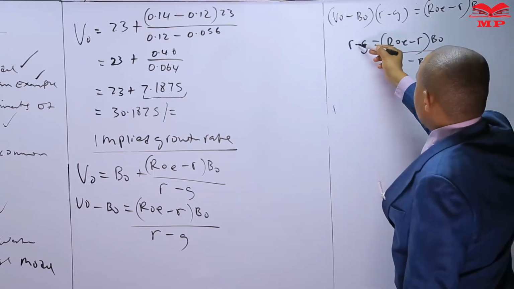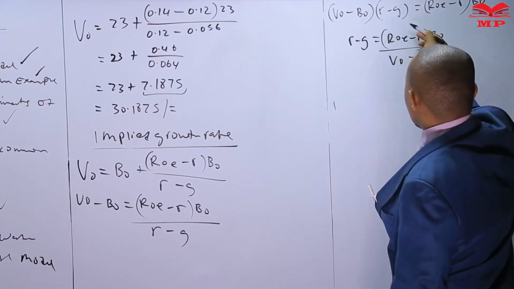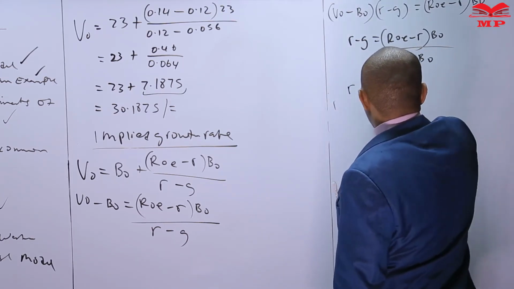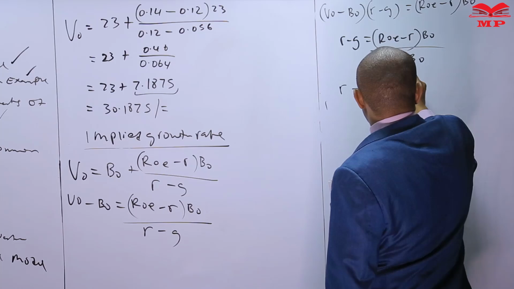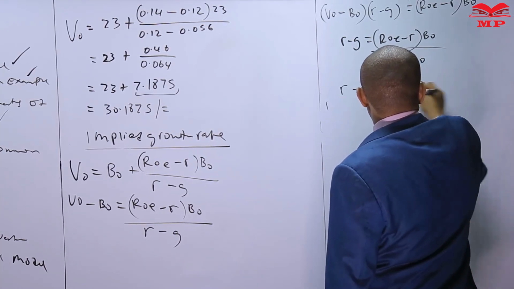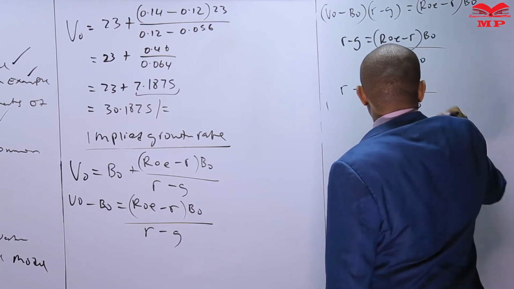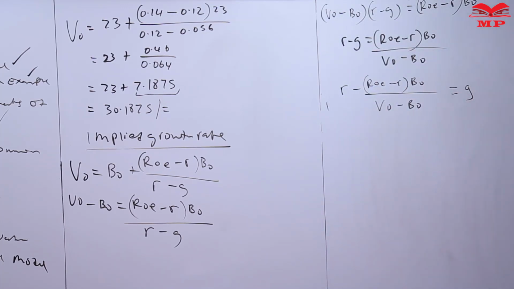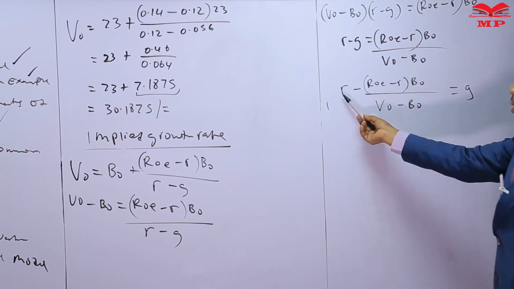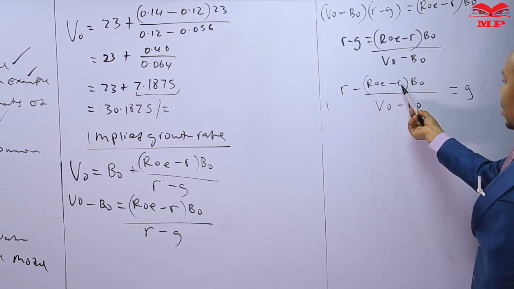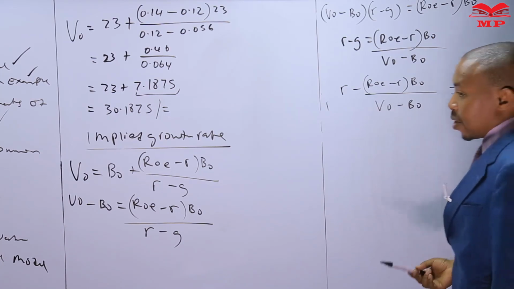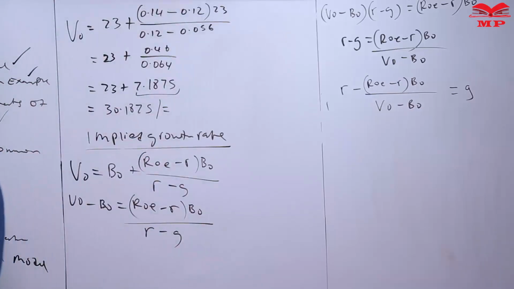Now we are interested in G. Let G go on this side. We do not want a negative G, so G goes on this side and this whole component comes on the other side. So we have R minus ROE minus R times B naught over V naught minus B naught given as G. So that is solving for G. G is given as R, the required return, minus ROE minus R times B naught divided by the value of the share minus B naught there.